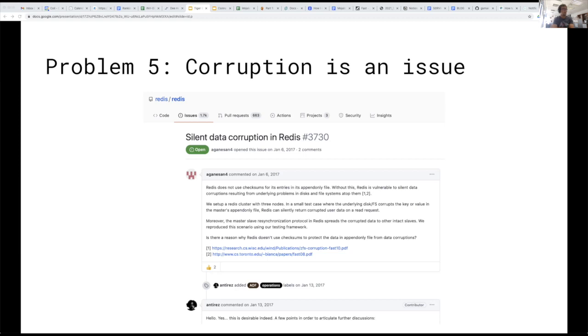The final problem is also a common one, which is not widely known, but just data corruption. So I'll leave it with you, Joran, to cover this one a little bit more in detail as well.